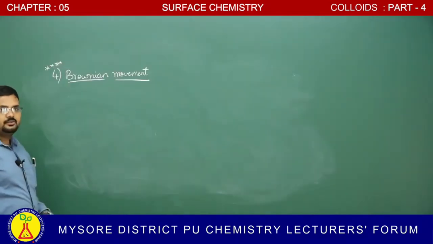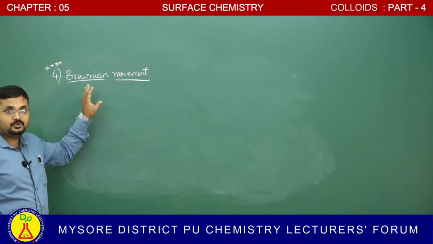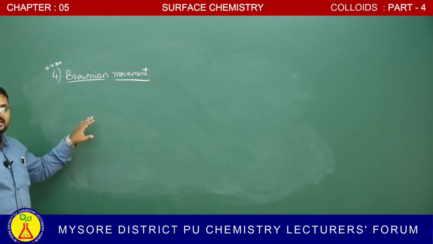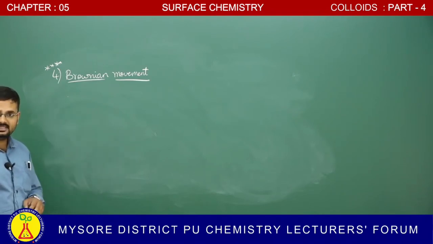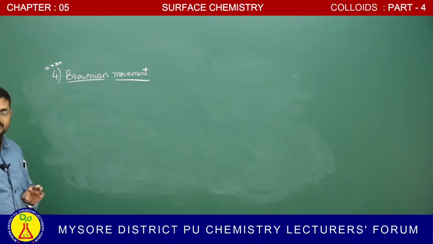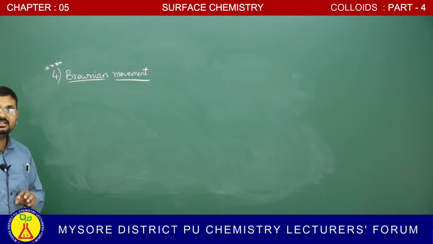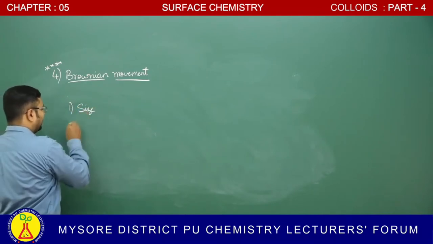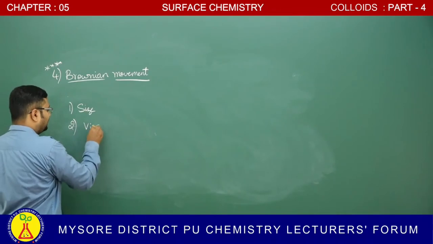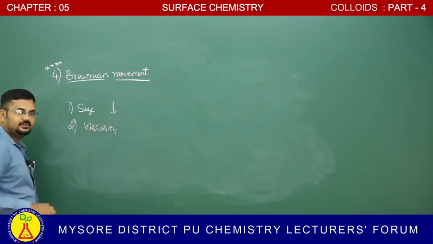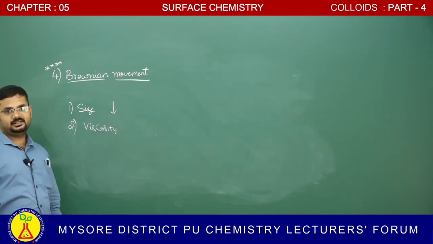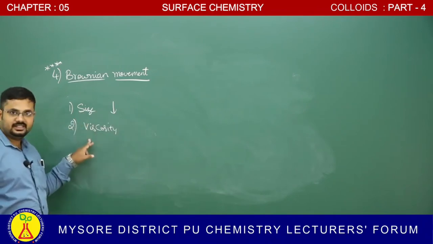So, what do you mean by Brownian movement? Next topic, Brownian movement, most important for your examination. When you see through an ultramicroscope, you can see the particles moving in zigzag motion. That is called Brownian movement, and it was studied by Robert Brown. Brownian movement does not depend on the nature of the colloidal particle, but it depends on the size of the particle, and number two, on viscosity. Smaller the size of the particle and lesser the viscosity, the motion will be faster.